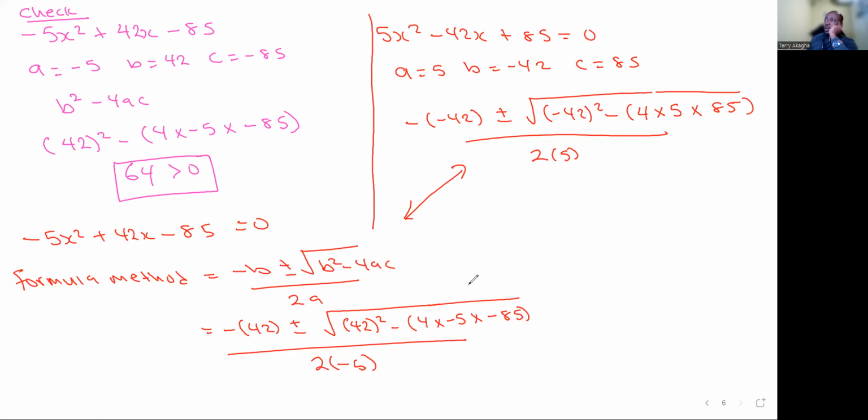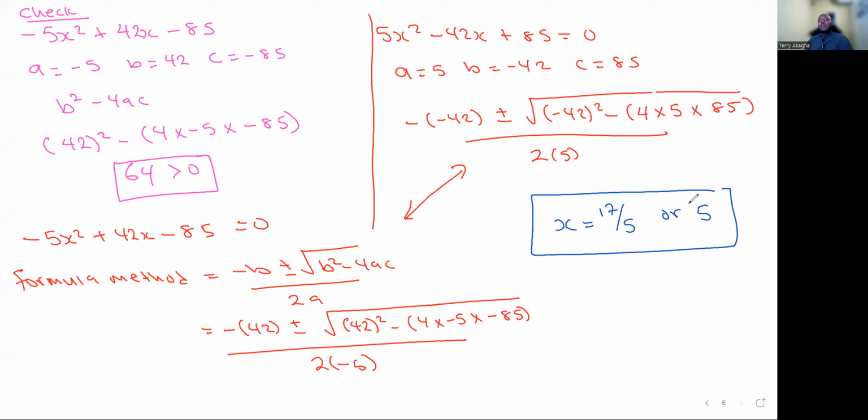So what we can do now, when you solve this, I've shown you how to do this in the previous video, so I'm not going to waste so much time on this. When you solve this, you're going to get 2 answers. You're going to get x to be 17 over 5 or what? 5. Okay, so just press your calculator. You will see you get exactly the same thing.